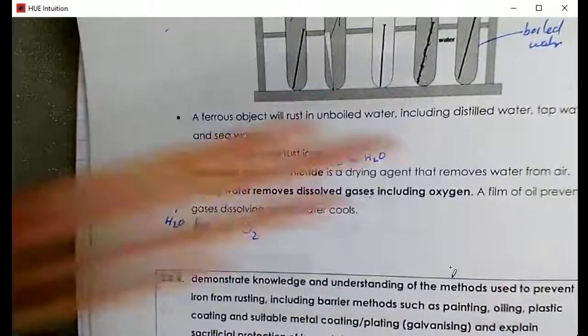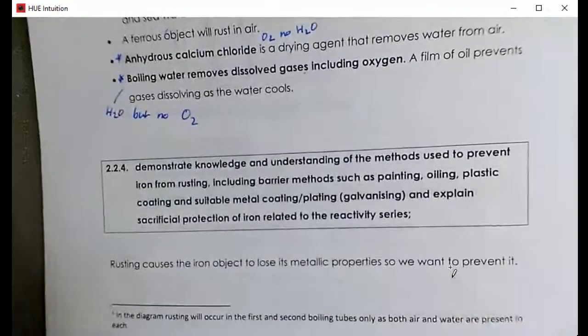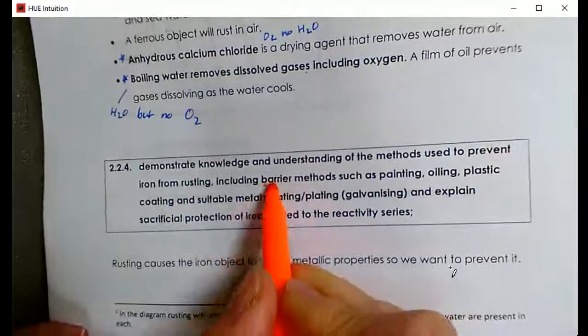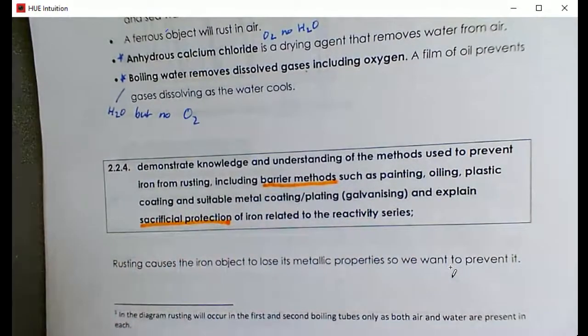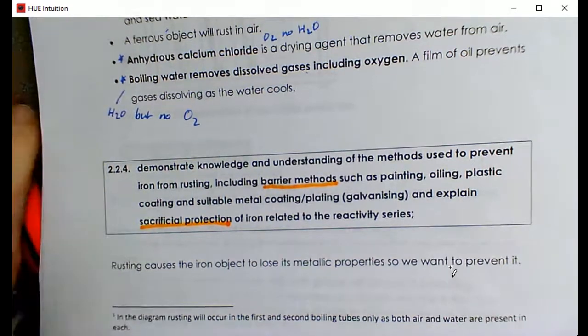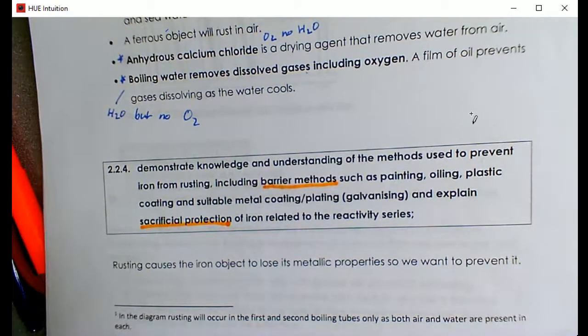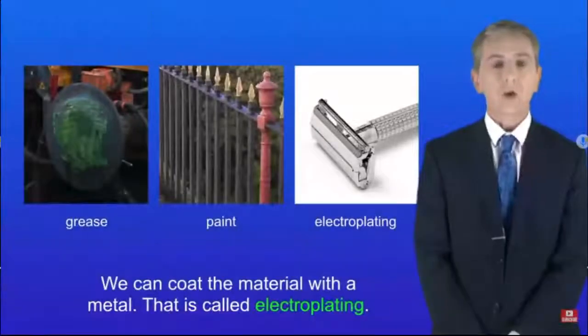And we'll go back to the video for the next bit, which is how to prevent rusting. So just be aware there are two methods generally. There's the barrier method and there's sacrificial protection. Barrier methods are pretty obvious. It's just covering the iron material with something that prevents contact with the air and water. Sacrificial protection is a bit more chemical, I suppose. The material with a metal, and that's called electroplating.